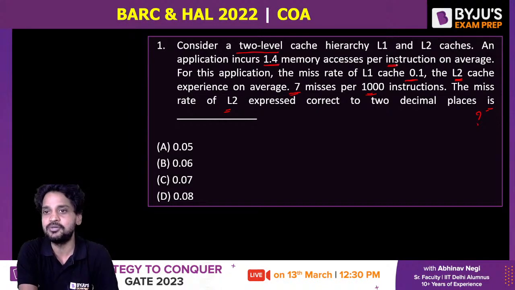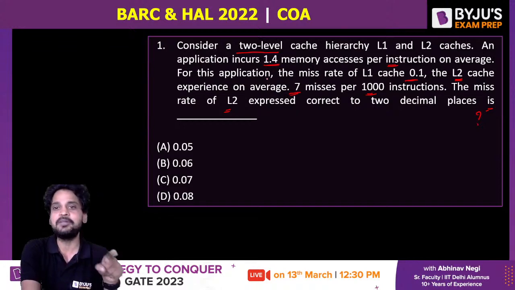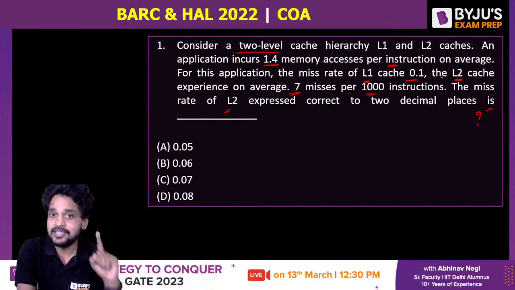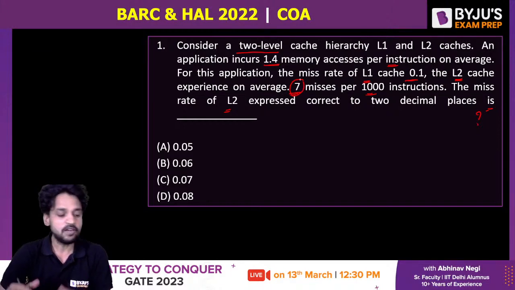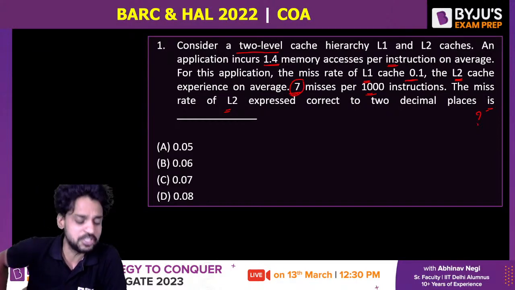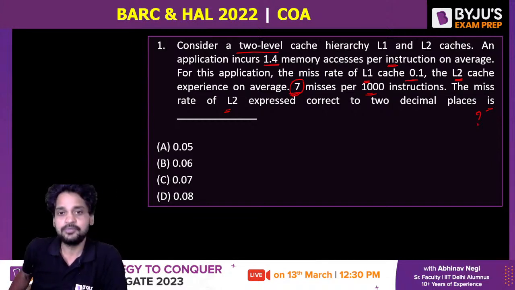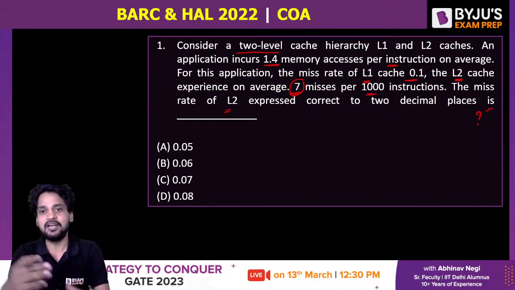So an application incurs 1.4 memory accesses per instruction. When an instruction gets executed, it requires 1.4 memory accesses. For this application, the miss rate of the L1 cache is 0.1 and the L2 cache experiences on an average 7 misses per 1000 instructions. So what will be the miss rate? Option is 0.07. I don't think so. I will explain it in the simplest possible way.